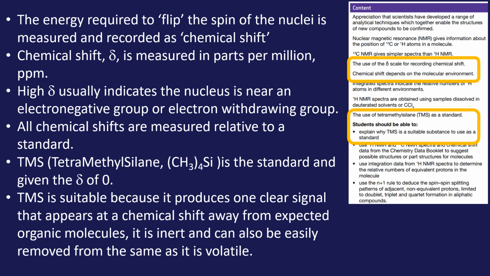And it only appears at a chemical shift away from all the other expected chemical shifts within organic molecules, so it doesn't interfere with the sample. It's also inert, so it doesn't react with our sample. And it's also very volatile, which means it can be easily removed from the sample afterwards.